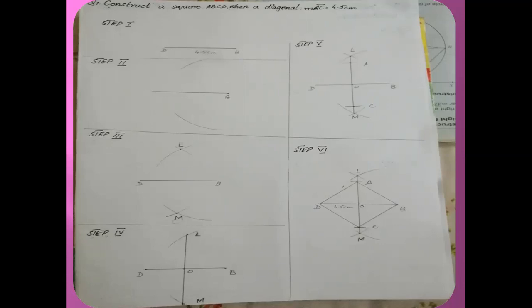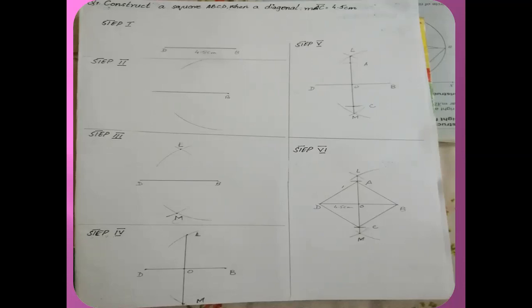In step 3, you clearly see that both arcs cut each other and there are 2 points, L and M. Join these 2 points, then there will be a line LM. This is step 4. When you join the line, this is the bisector of BD. Where the two lines join, give it the name point O.